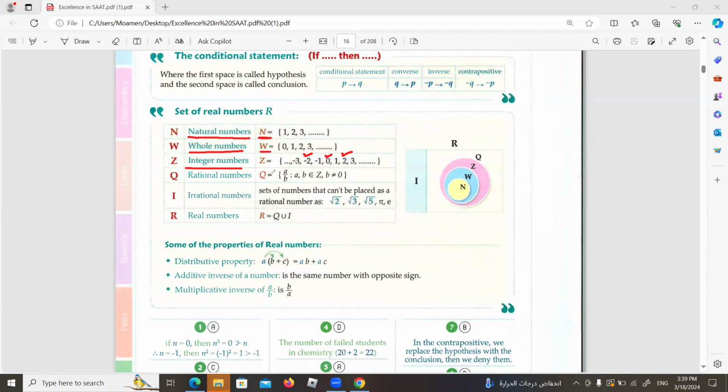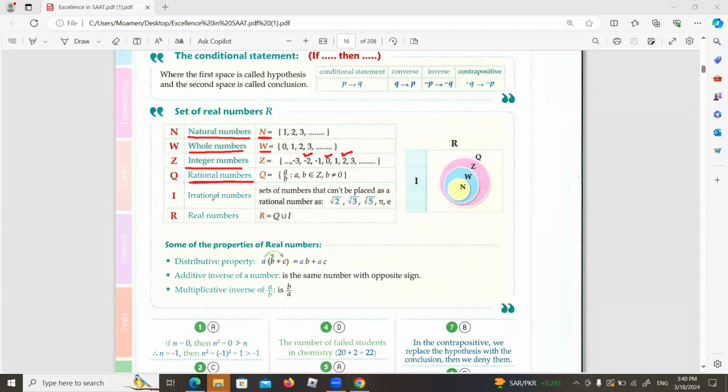Mister, but we need the fraction and the decimal. So we need to add the rational numbers. What are the rational numbers? The rational numbers are denoted by Q, and a rational number is any number we can write in the form of a fraction. It means A over B, such that A and B we take from Z, and B not equal to 0. The denominator can't be equal to 0, as we said before. This is the rational numbers.